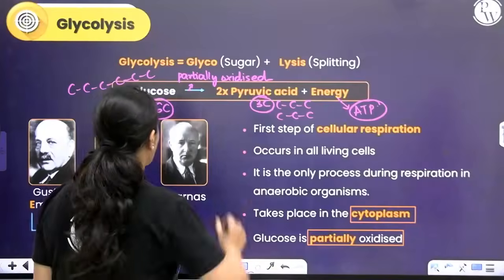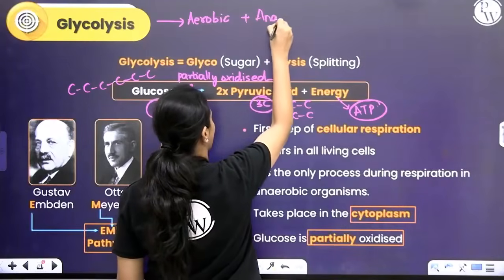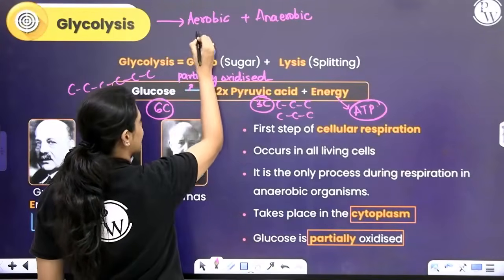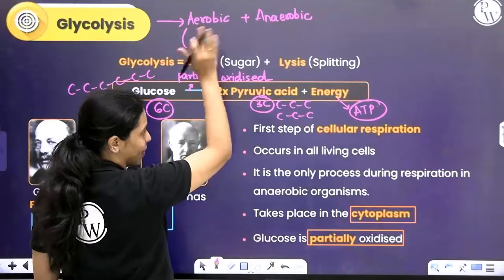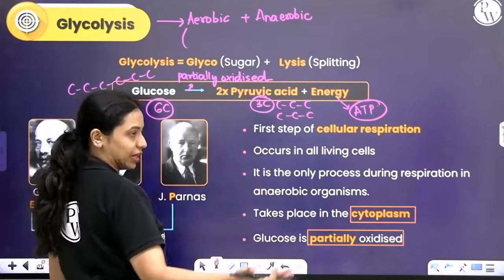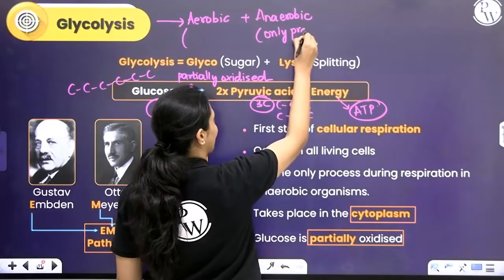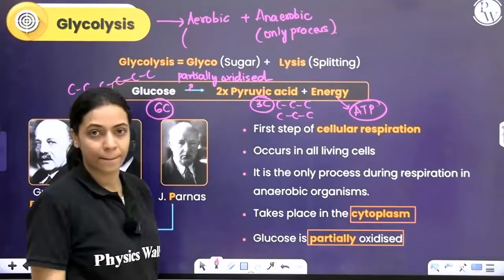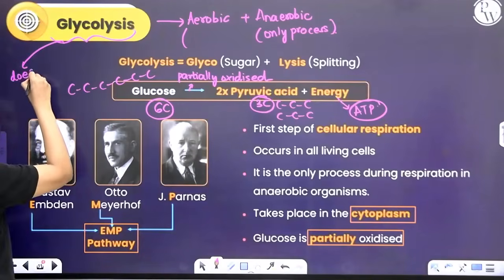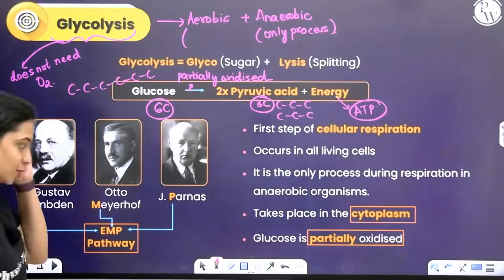Remember, this is a process that occurs in aerobic organisms as well as anaerobic organisms. In aerobic organisms, this process will produce some amount of ATP, but after this there are other processes which utilize oxygen and produce more ATP. But in anaerobic organisms, this is the only process that will help in generation of energy. And this glycolysis process does not need oxygen.